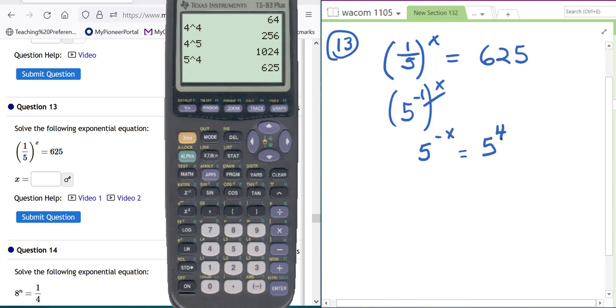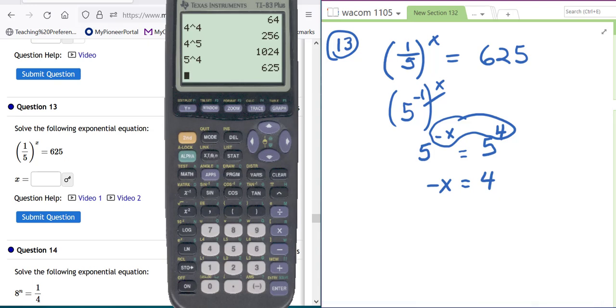All right. So, I can drop the base, set the exponents equal, and then I can solve. So, I have negative x equals 4. All I have to do is divide out this negative 1. So, you have x equals negative 4. All right. So, not too bad, huh?